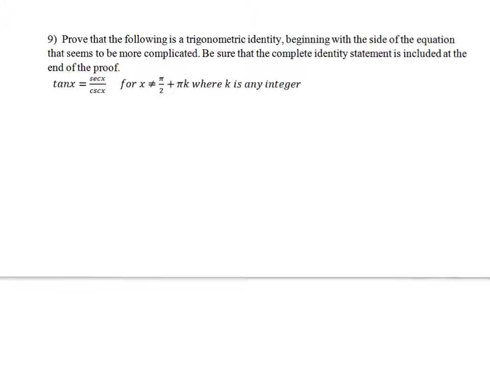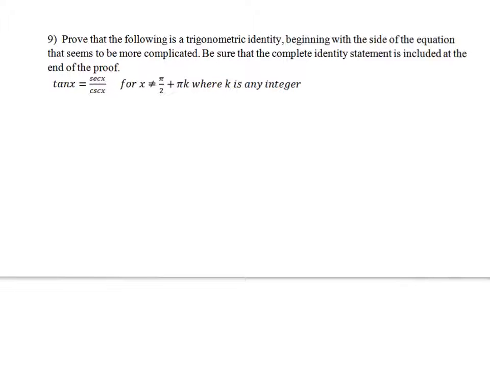Now in our last two exercises, we're going to take a different approach. On the front side of your notes, what we were doing was trying to find another way of writing each of those expressions. Anytime we did that, we created an identity because what we started with on the left side was always going to be equal to what we ended up with on the right side. In 9 and 10, it says, prove that the following is a trigonometric identity, beginning with the side of the equation that seems to be more complicated. Be sure that the complete identity statement is included at the end of the proof.